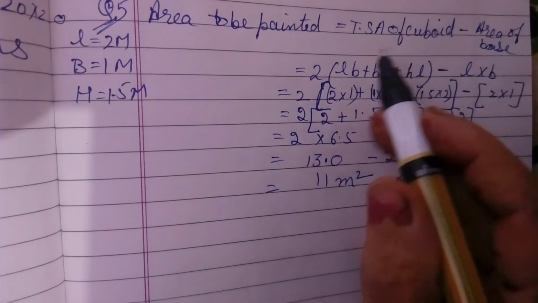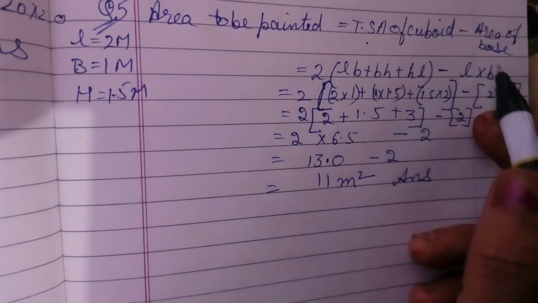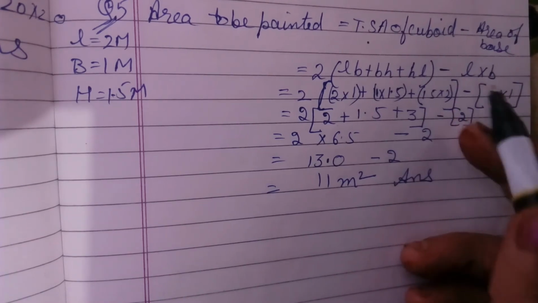We first find the total surface area of the cabinet, and from that we subtract the area of the base. The bottom is not to be painted.